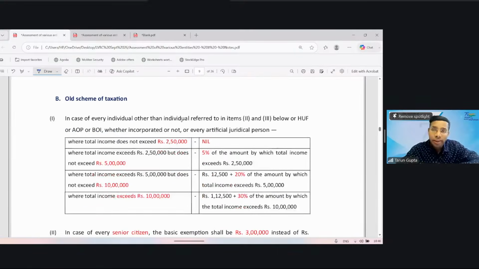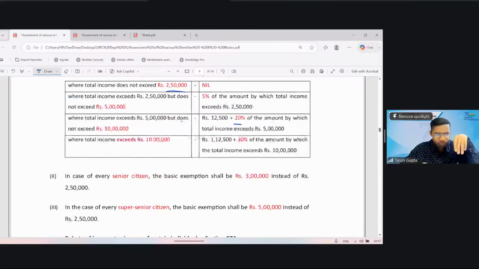Now, the old tax regime. So we have both new and old, and the assessee may choose whichever is more beneficial to him. The old regime is applicable in case of an individual other than a senior citizen or super senior citizen. In case of individual, HUF, AOP, BOI, artificial juridical person, no tax up to 2.5 lakh. There it was 4 lakh. From 2.5 lakh to 5 lakh, 5%. And from 5 lakh to 10 lakh, 20%. Beyond 10 lakh, 30%. Okay.